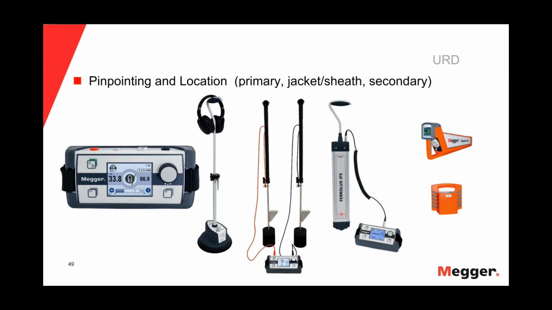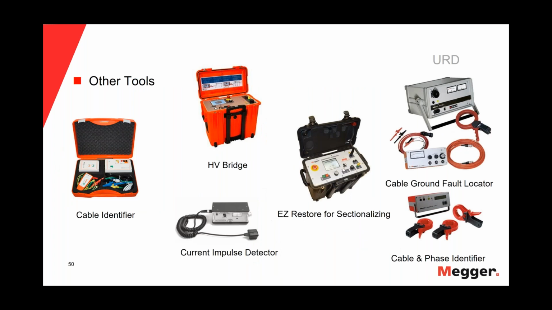Then looking a little further to the right-hand side, you see the unit that says Ferrolux on it. That's a configuration where you can use this device for cable location or cable tracing. And the orange boxes, the lower one is a transmitter, the upper one's a receiver. So again, that's just another version of a cable tracer or cable locator. Now, if we move on, there's other tools. We've talked a little bit about the cable identifier.